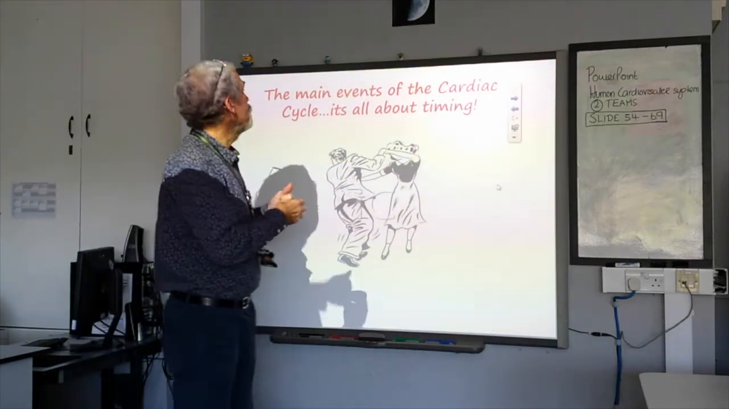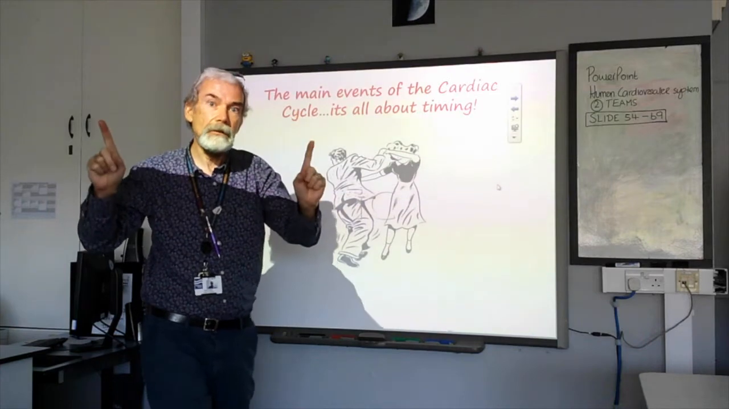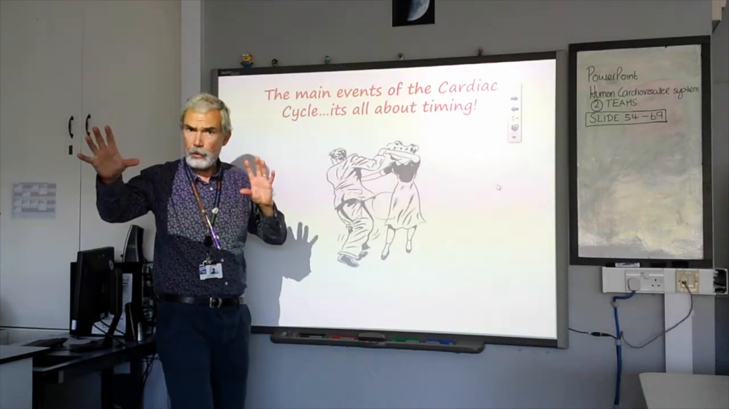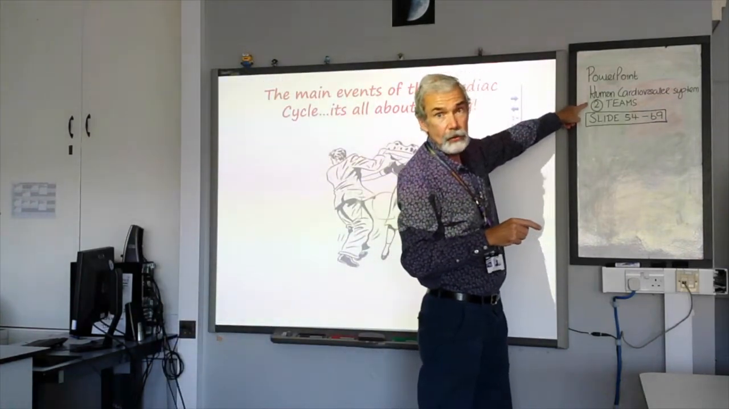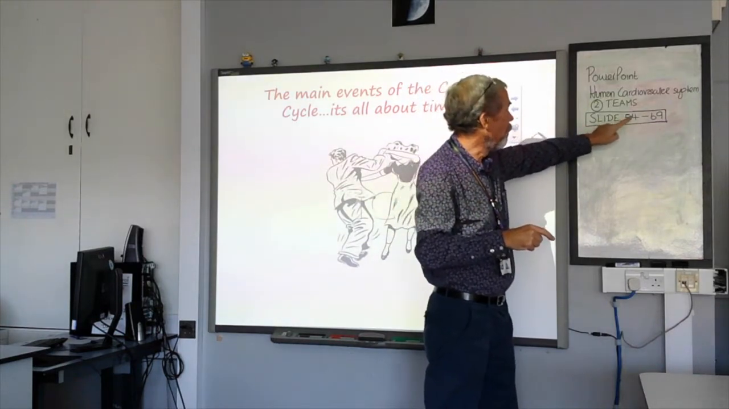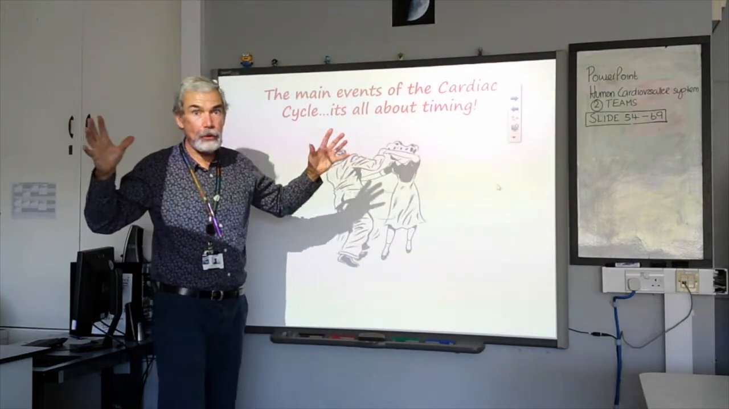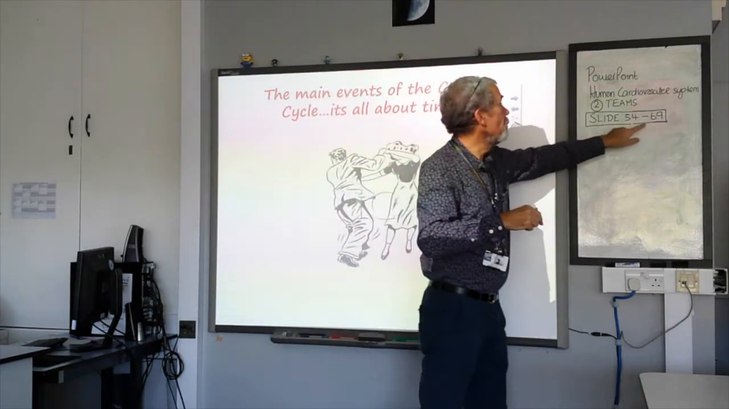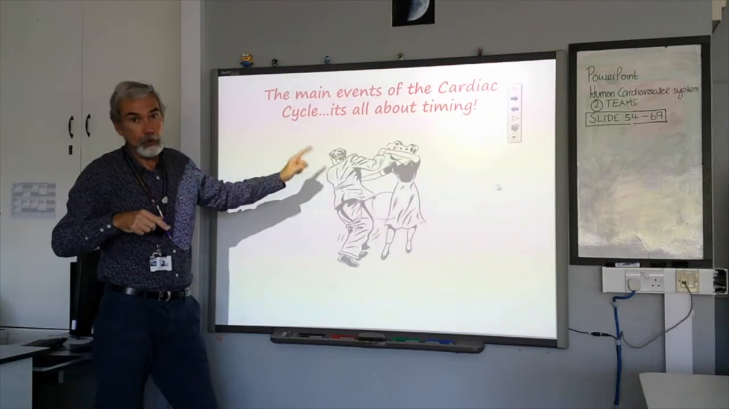To talk about the main events of the cardiac cycle. Now, where can I find this PowerPoint? This is still Human Cardiovascular System 2, which is on Teams. We're talking about slides roughly between 54 and 69. So the major big PowerPoint on Teams called the Human Cardiovascular System, slides 54 to 69, and your opening slide should look like this, so you know where you are.